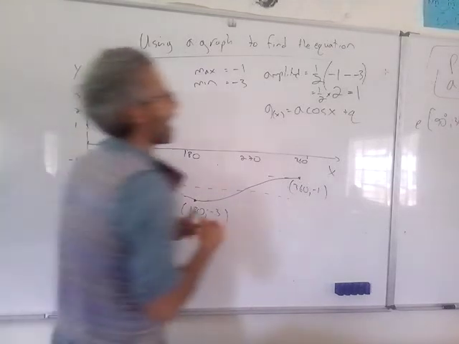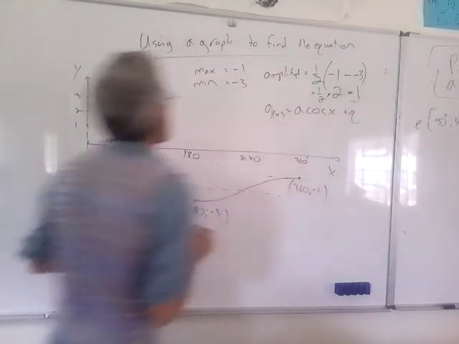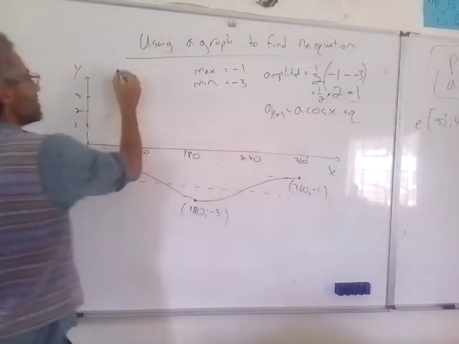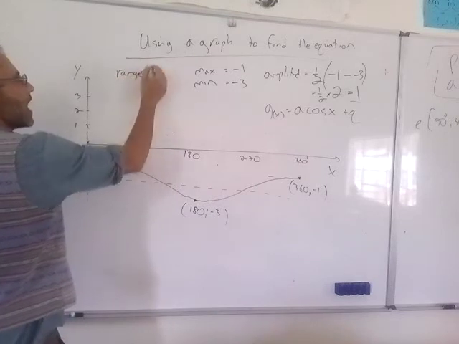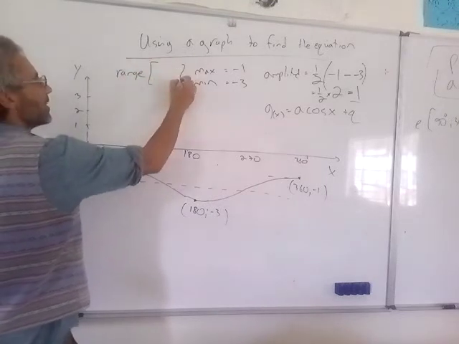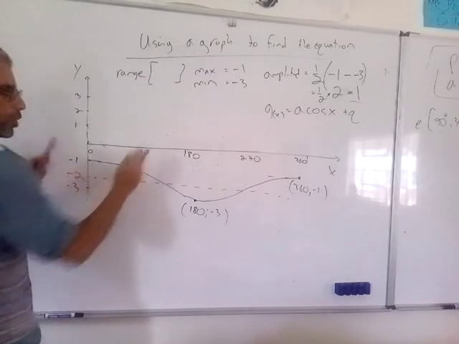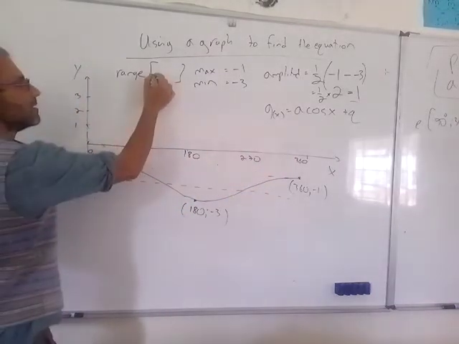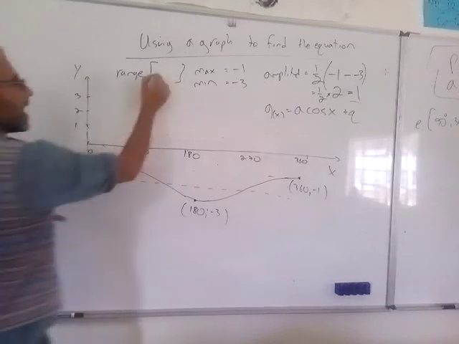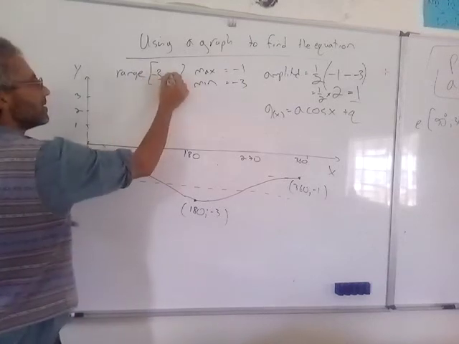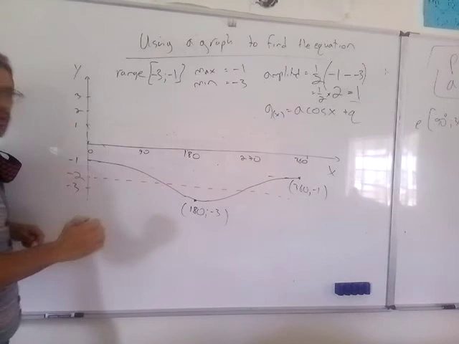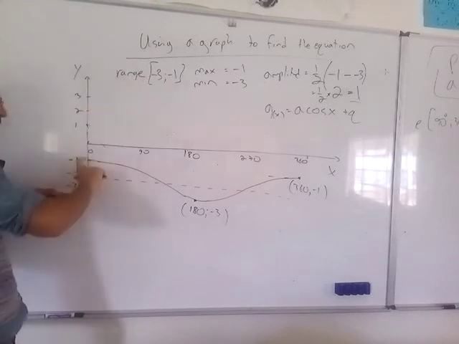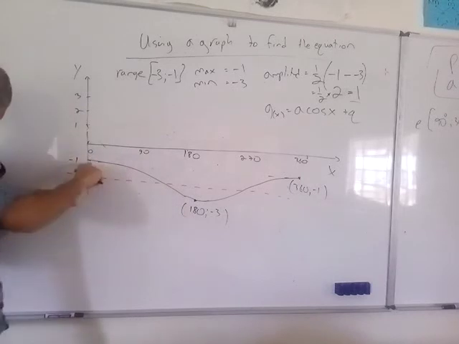So now we've got the amplitude. What else do I need? Range. Let's do range. That's easy as well. Remember, range is the allowed range of values of y. Not the x. It's between -3 and -1. Those are the allowed values of the y. We swing between -3 and -1.